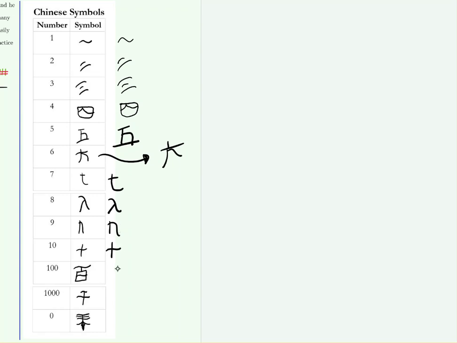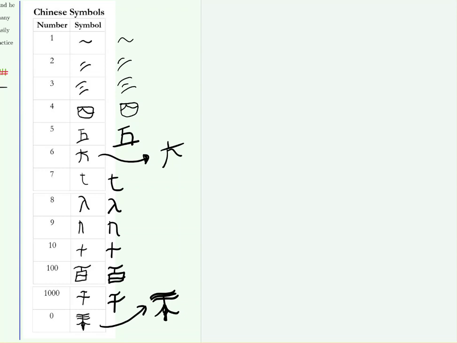10, okay, 100, 1,000, and then 0 is the more complicated one. I just draw a few squiggles at the top, and then a line going vertically down. Okay, so something like that. It's very distinguishable from the other symbols. This is the first system that we've seen, of the Egyptian and the Roman, that actually had something for 0. So in this system, we've actually got a number to represent 0.